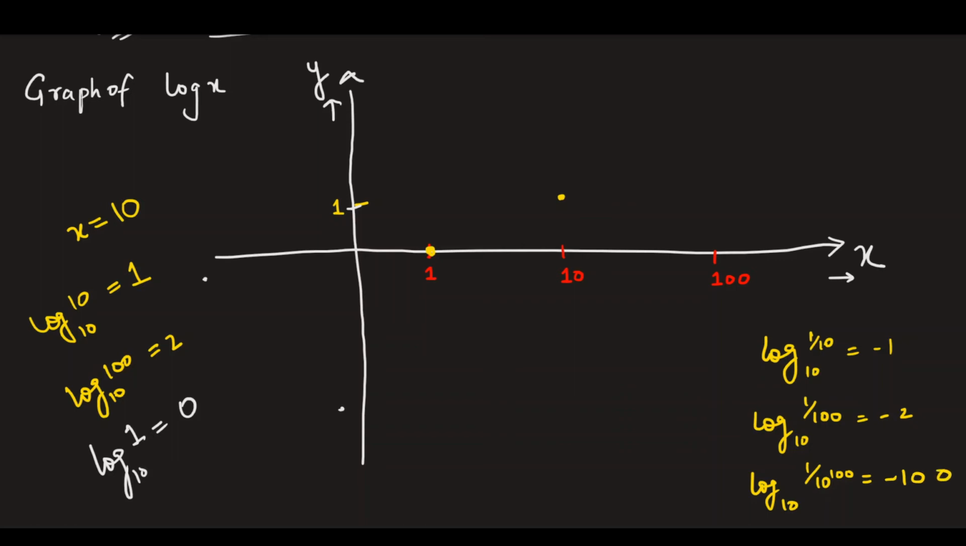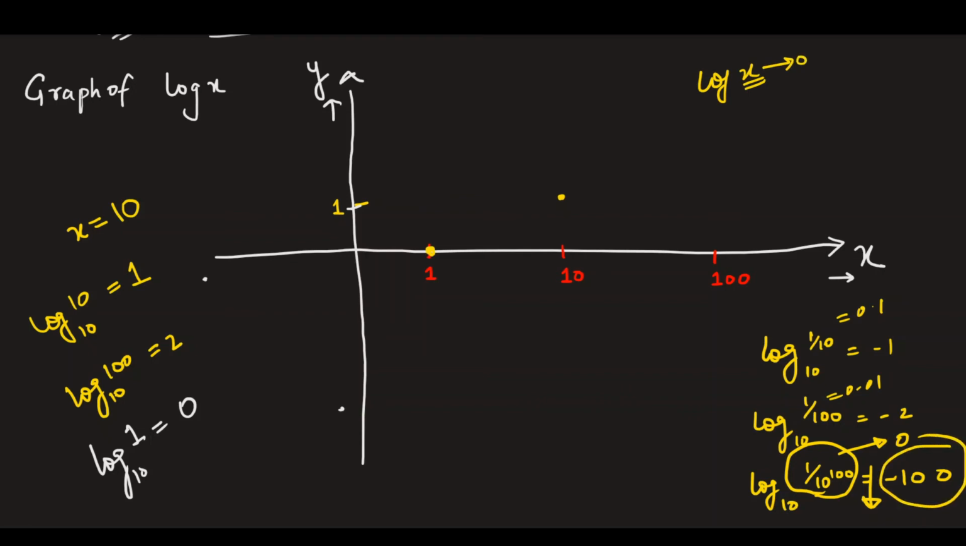So it is going more and more negative. If this is a very small number, suppose this is 0.1, 1 upon 10, this is 0.01, so this will tend to 0. So if in log x, this x tends to 0, we are getting a huge negative number.